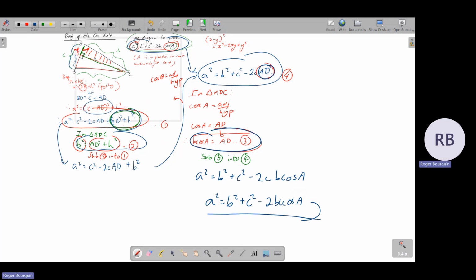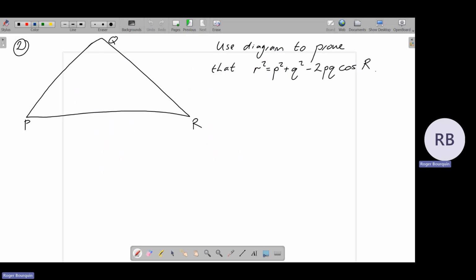Hope that made sense. Go through it again, and then once again, I want you to look at this question over here, and use the diagram to prove that R squared is P squared plus Q squared minus 2PQ cos R. So go back. I want you to try and do this proof by yourself. Compare it to the answer we just did, and once you finish trying, come back and have a look at the video.